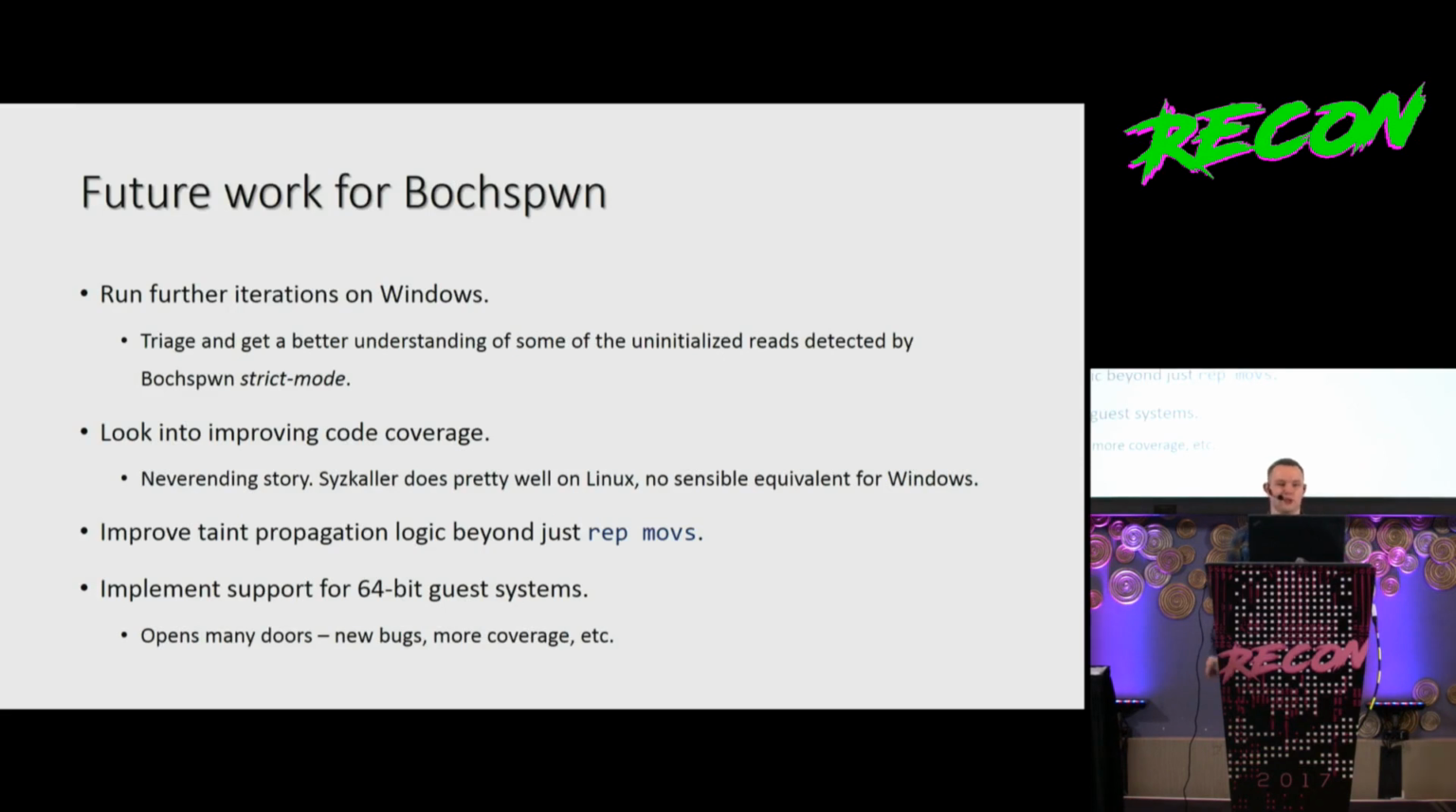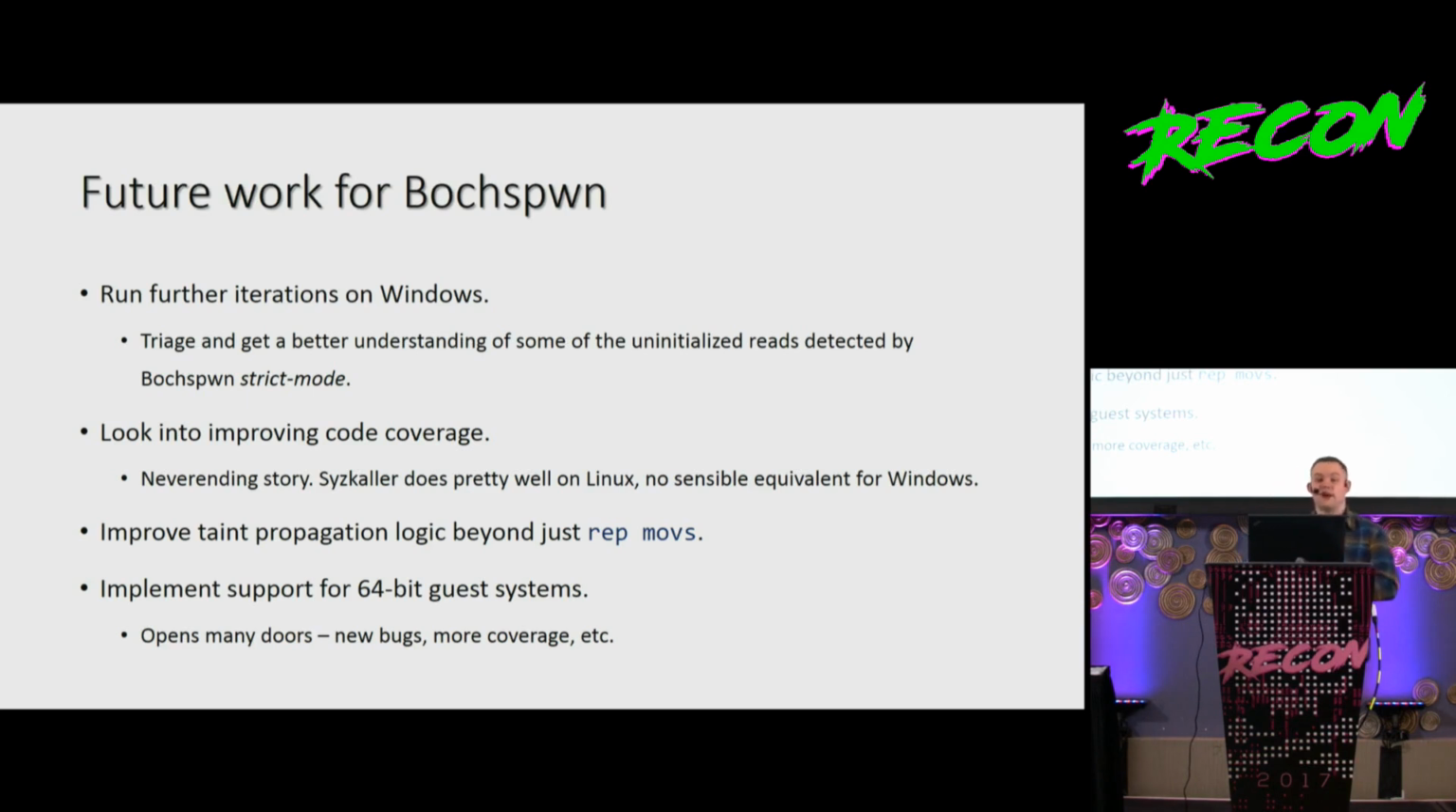So when it comes to future work and what's left to do, there are quite a few things. First of all, I would like to run some more iterations of this on Windows, particularly try to get a better understanding of some of the uninitialized reads that are not direct kernel memory disclosures, and run Bochspwn in strict mode. Also, of course, I have to look into improving code coverage, because the better the code coverage, the more bugs we can find, obviously. And it's basically a never-ending story.